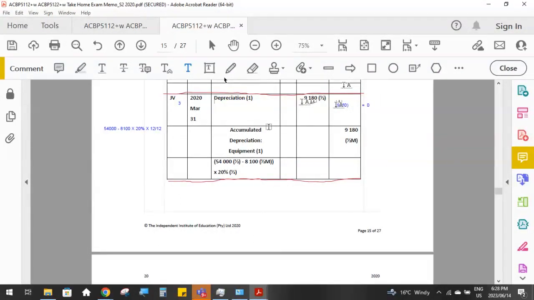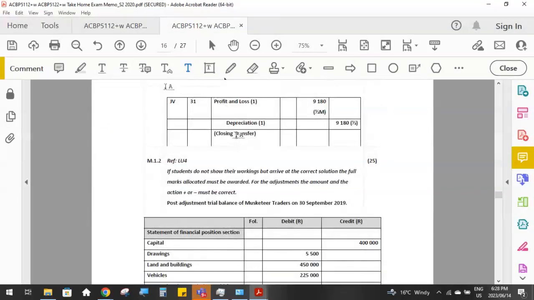If I've got a debit in depreciation and then I put a credit in the depreciation account, the total balance in depreciation is going to be 0. And that's exactly what the case is when we have done this journal entry. I credit depreciation and I transfer that debit into the profit and loss account. My narration is closing transfer in this case.